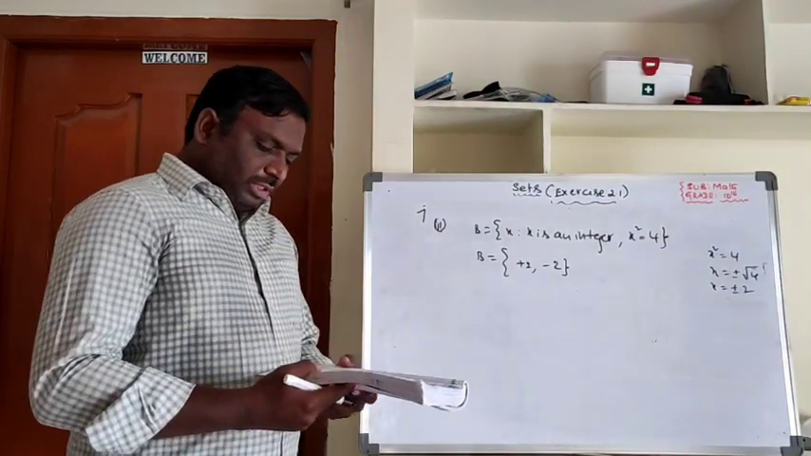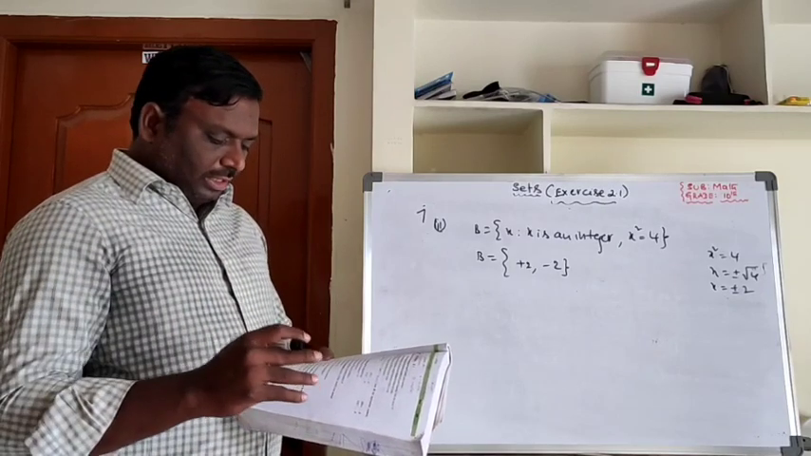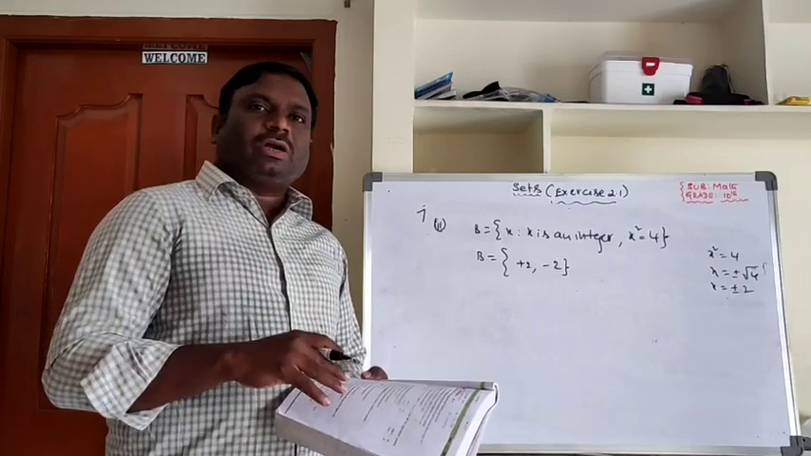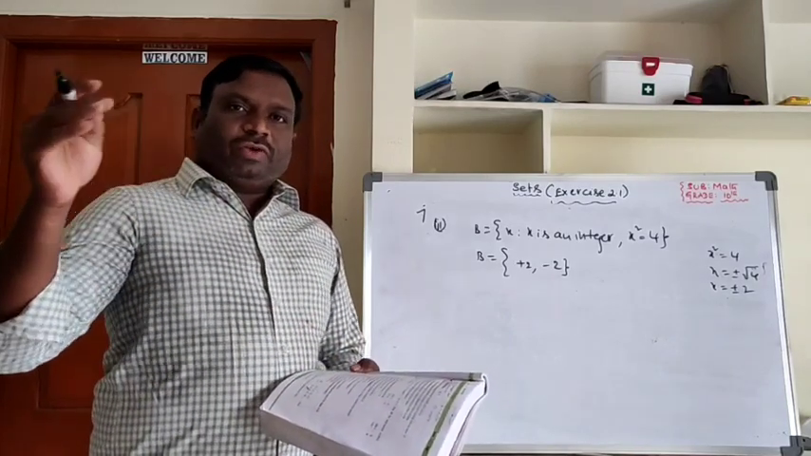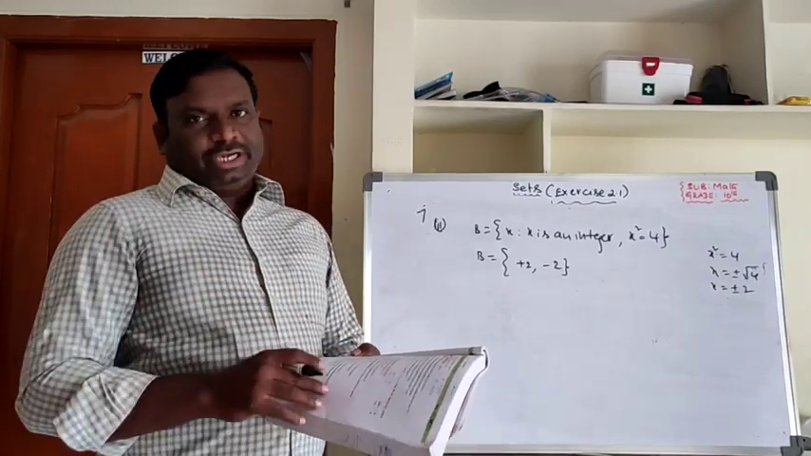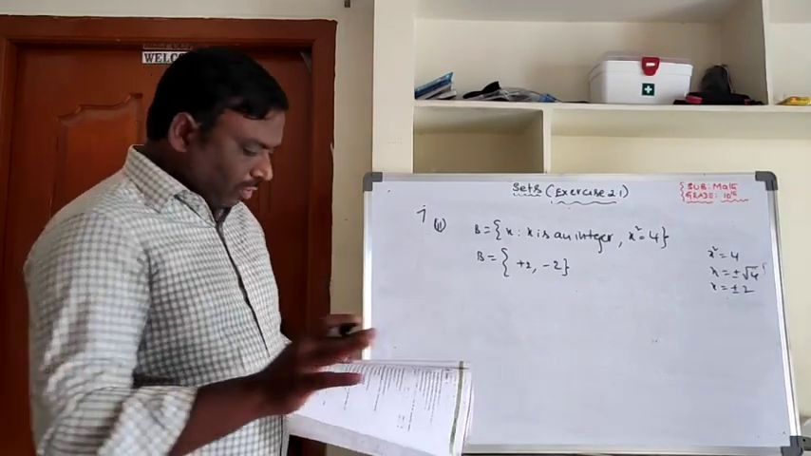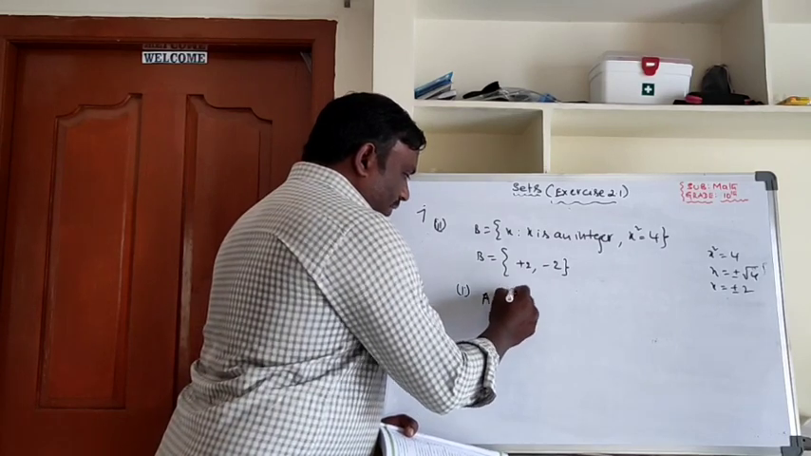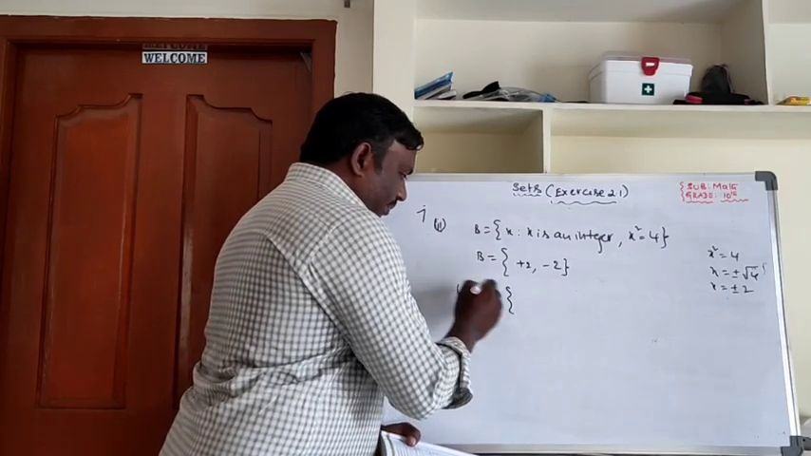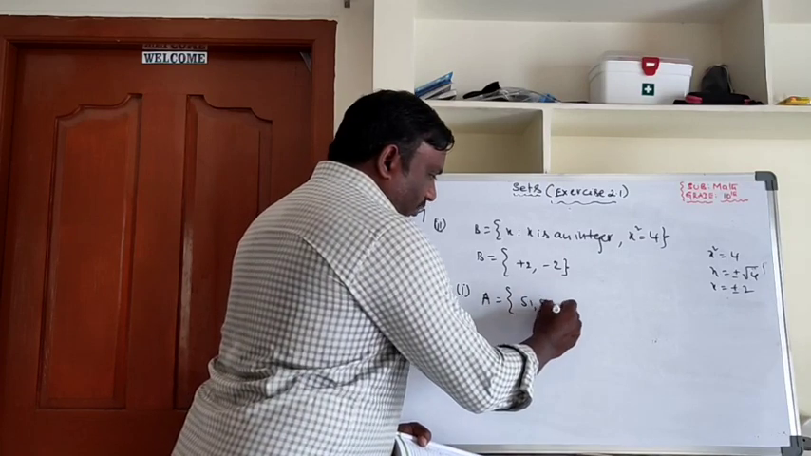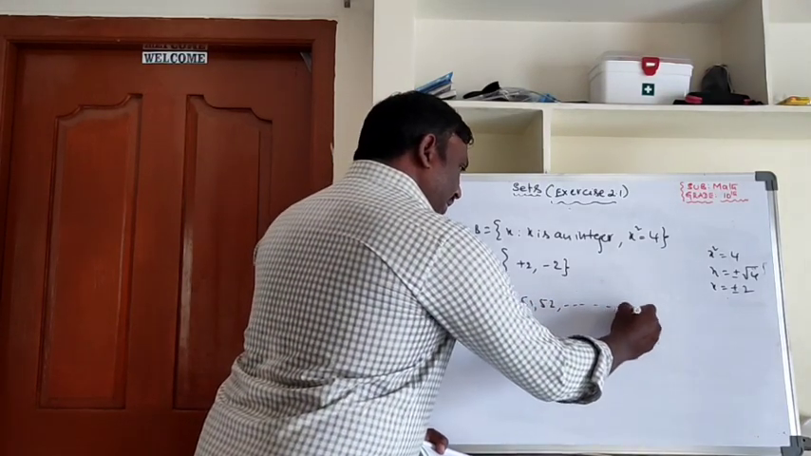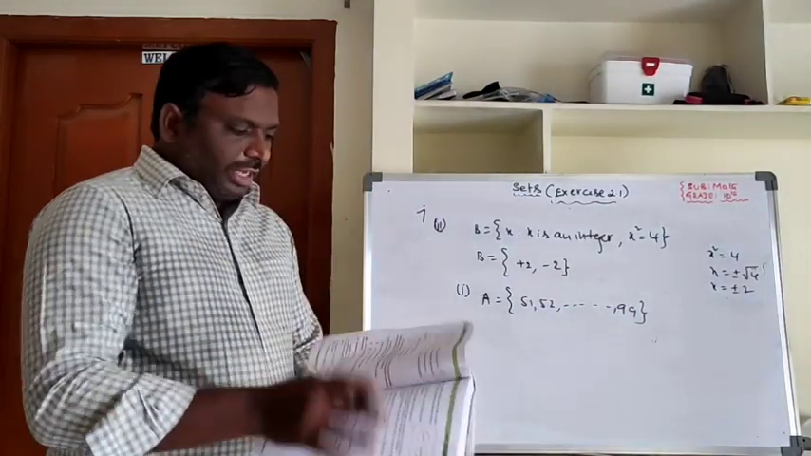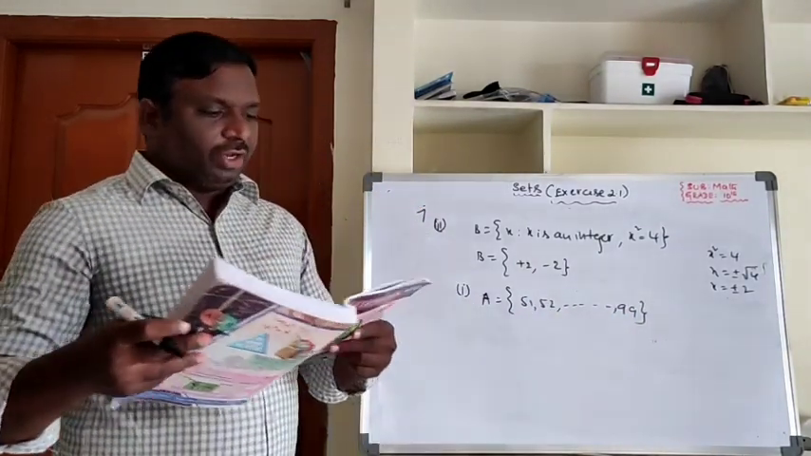Like that, x is a natural number, greater than 50, smaller than 100. Greater than 50 means we have to write 51, 52, 53. Smaller than 100 means up to 99. No need to write all the numbers. Just you can represent like this. Set A equal to 51, 52 and so on up to 99. Completed, that is also list form. Okay.